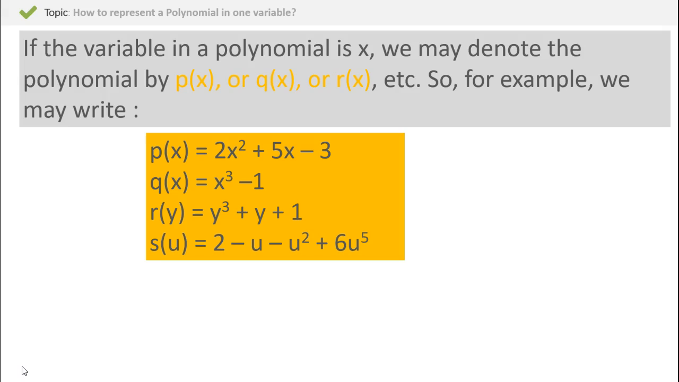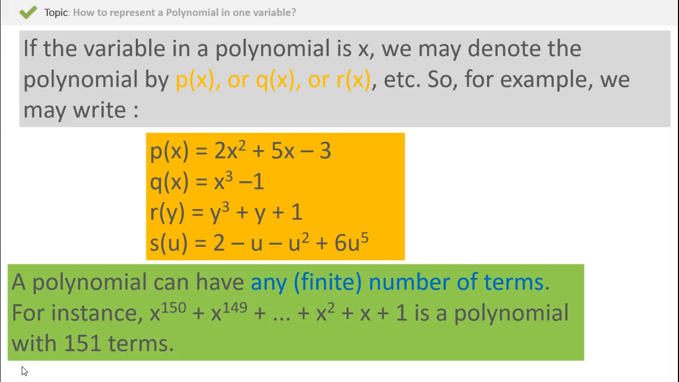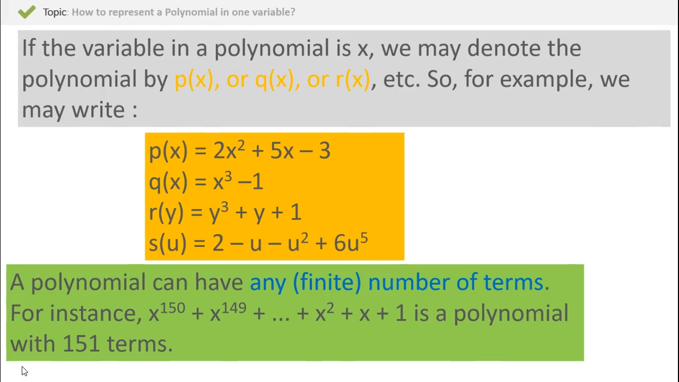S(u) is another example where my variable was u, and the polynomial is 2 minus u squared plus 6u to the power 5. A polynomial can have any finite number of terms. For instance, x to the power 150, x to the power 149, plus up to x squared and x plus 1 is a polynomial with 151 terms in it.